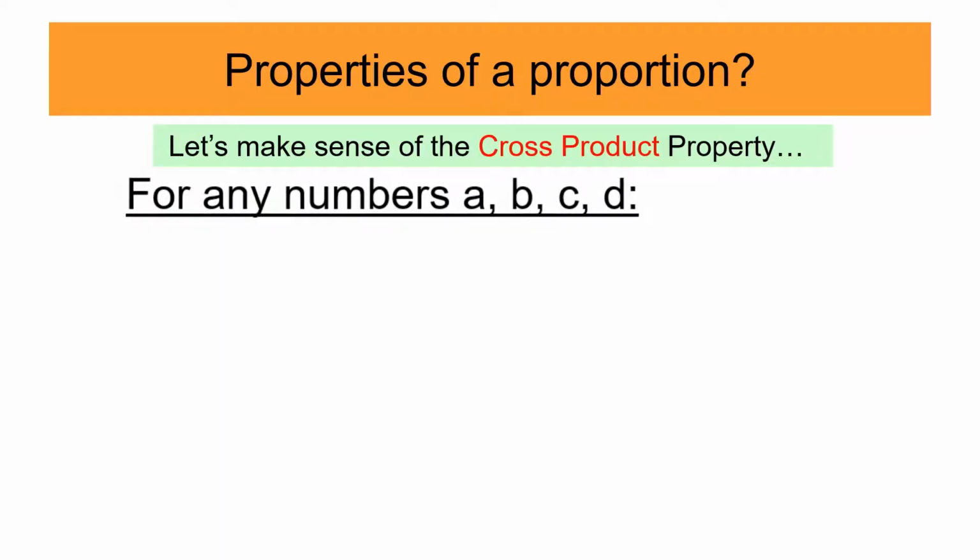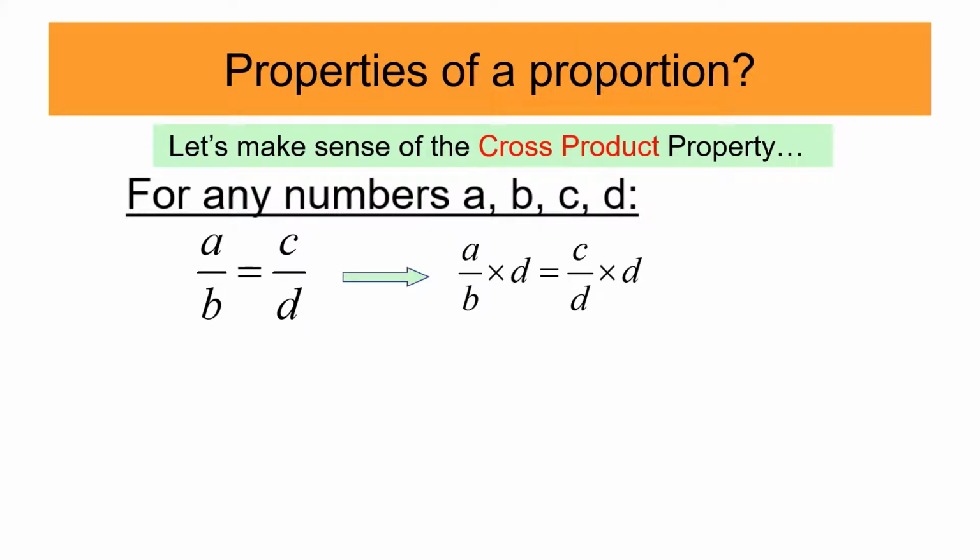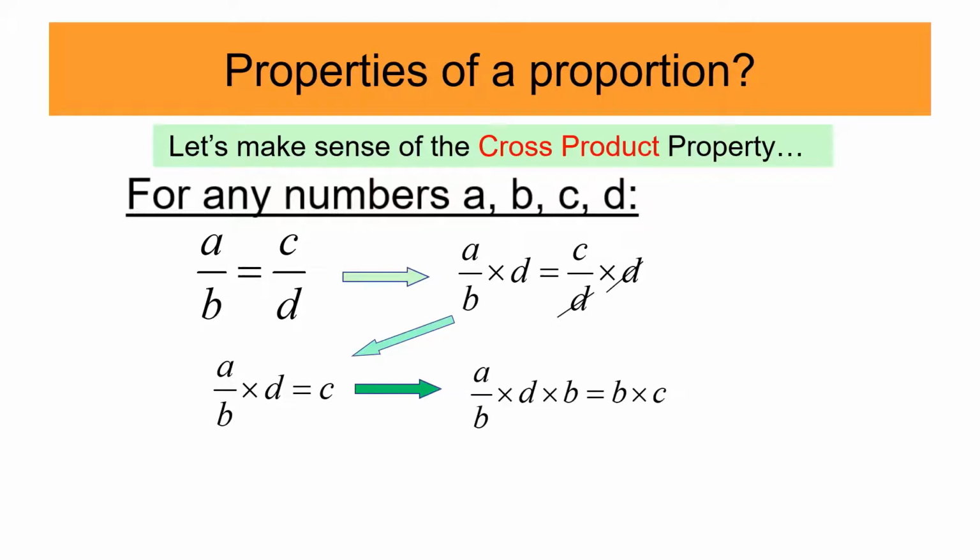Now we study the properties of proportion. For any numbers A, B, C and D, we can write A by B is equal to C by D. Multiply by D, we get A by B into D equal to C. Again multiply by B on both sides, we get A into D is equal to B into C. That is the cross product property.